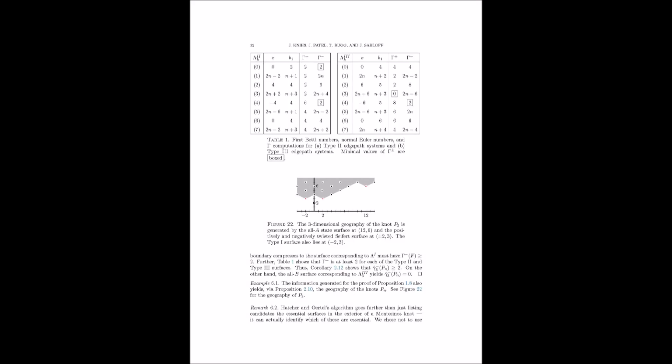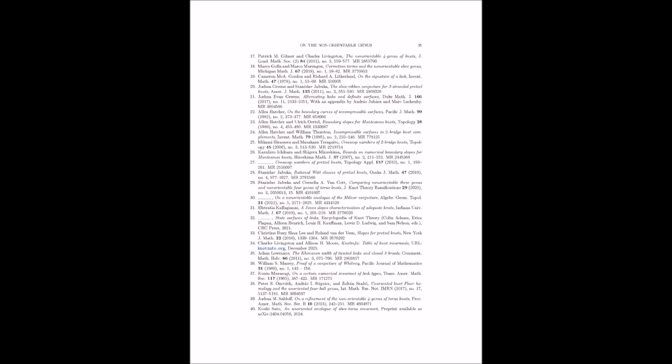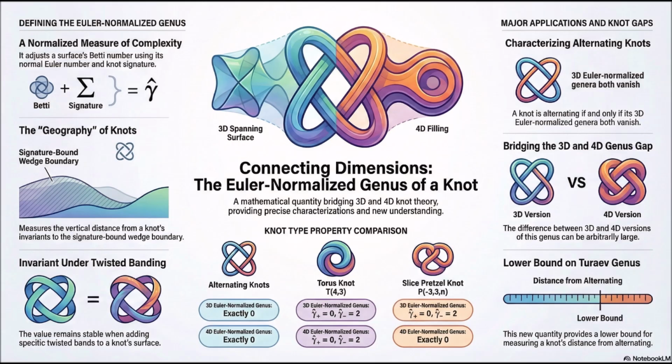This equation is like a conservation law. It ties the knot invariant sigma, which is fixed for a given knot, to the invariants of the surface, sigma and e of F. And this all leads to theorem 3.6, the famous Gordon-Litherland inequality. The inequality is the absolute value of the fraction sigma of K minus e of F over 2 is less than or equal to b1 of F. This inequality is the mathematical definition of that wedge, W sigma, we talked about at the very beginning. This proves that all surfaces must lie inside that V shape. It also proves that the Euler-normalized genus is always non-negative. You can't cheat the signature.